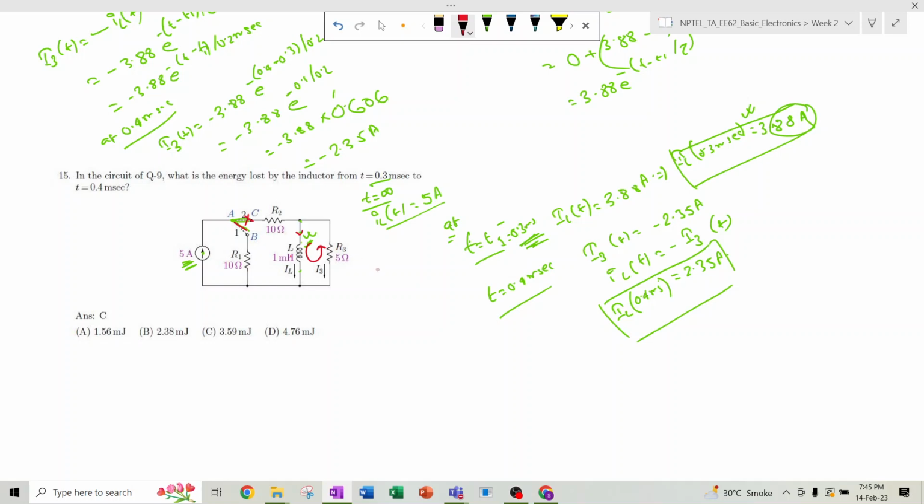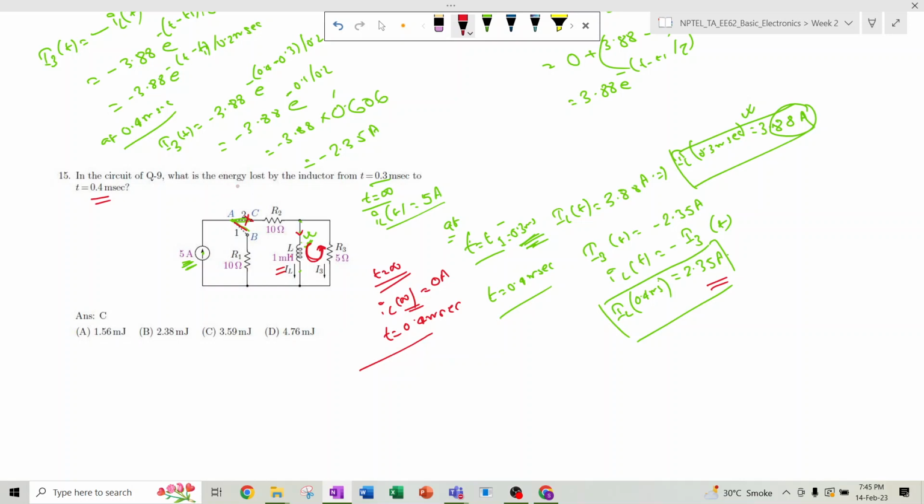If it is dissipated until t equal to infinity, ultimately the current through the inductor, IL, will come to 0 ampere. That means all the energy stored in the inductor will be dissipated through the resistor. But in the question it is asked that it is dissipated till t equal to 0.4 millisecond only. So at t equal to 0.4 millisecond, the current through the inductor reaches 2.35 ampere. Okay, so till this point it is getting dissipated.